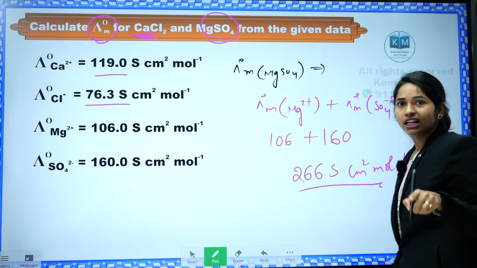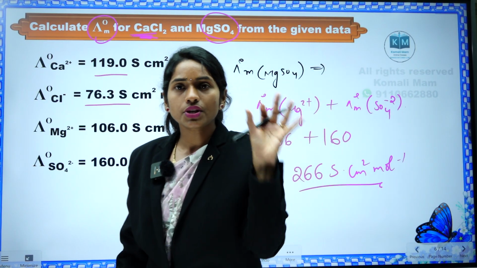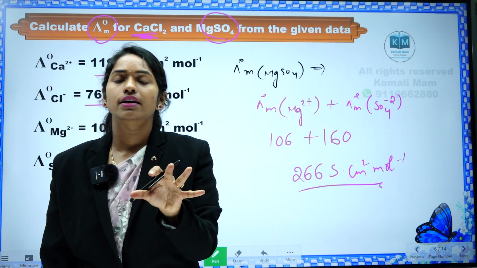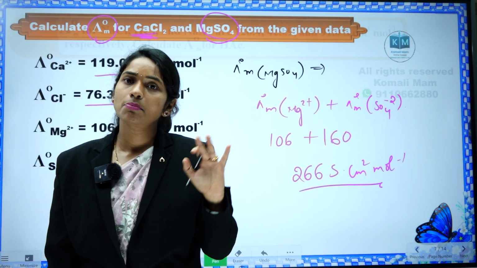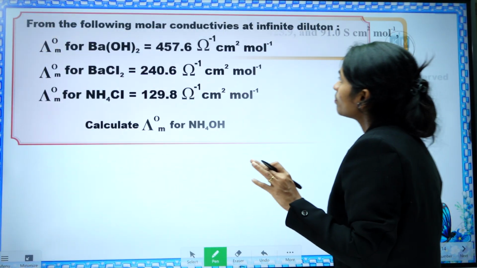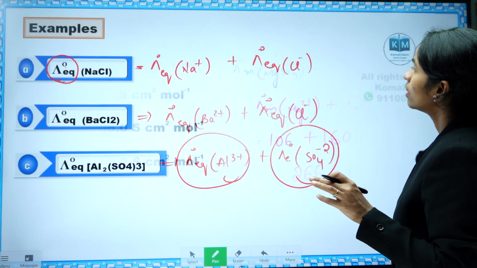So here any difficulty? No difficulty. Just see how many cations are there, how many anions are there, and take the sum of all. And however many ions there are, just multiply by that number. Okay. See the next question.